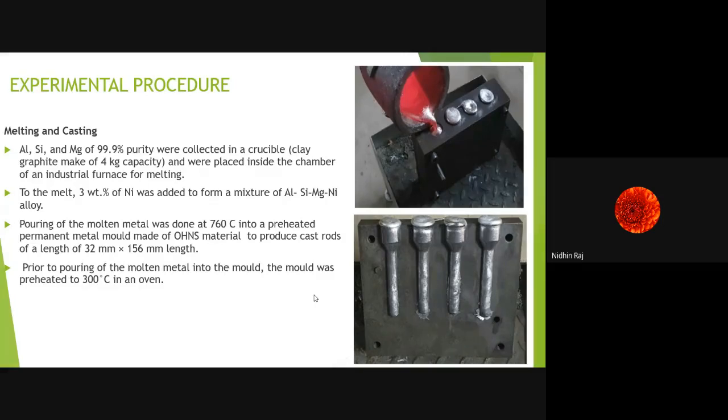Then afterwards, field emission scanning electron microscopy, that is FESEM, and energy dispersive spectroscopy, that is EDS, both of these were performed on all the specimens to confirm the presence of nickel content in the hypoeutectic alloy A356. Okay.